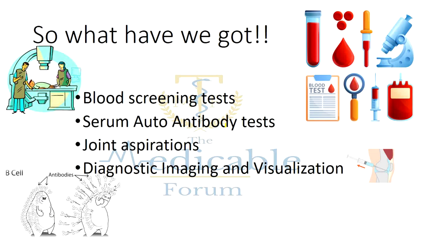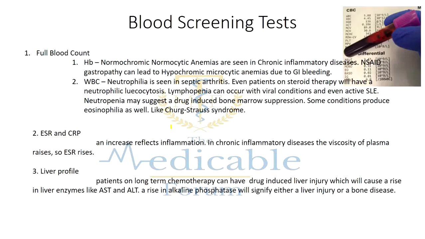So what have we got? We got some blood screening tests, serum autoantibody tests, joint aspirations, diagnostic imaging and visualizations. So it's a mouthful. Let's talk about some blood screening tests. These are basically a basic panel which might show you certain abnormalities in certain systems.